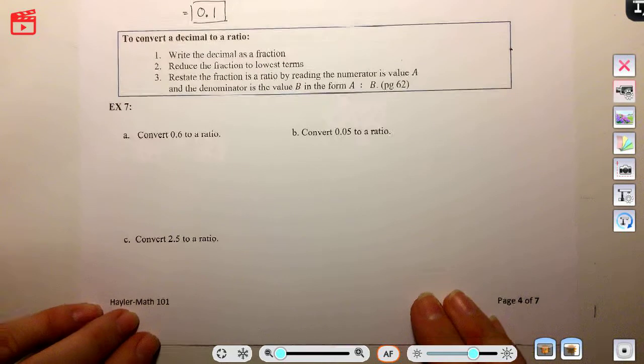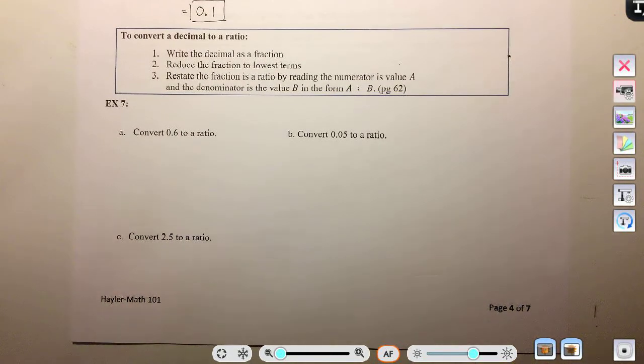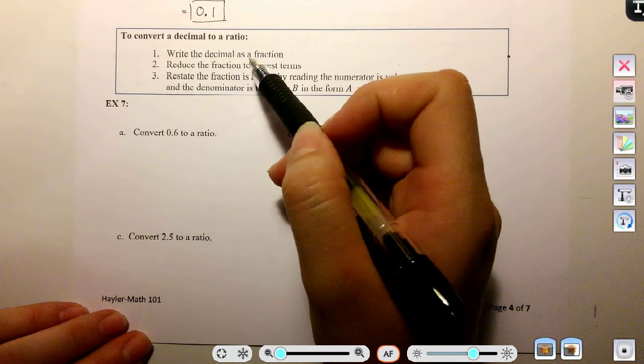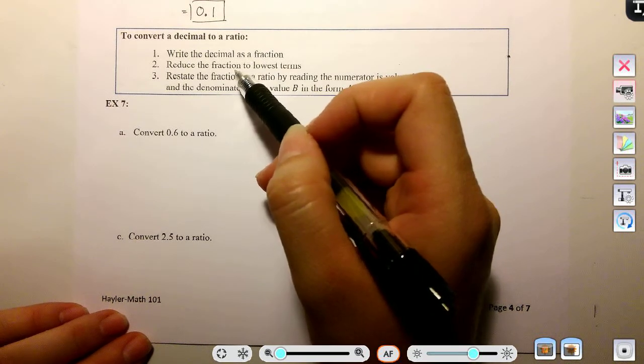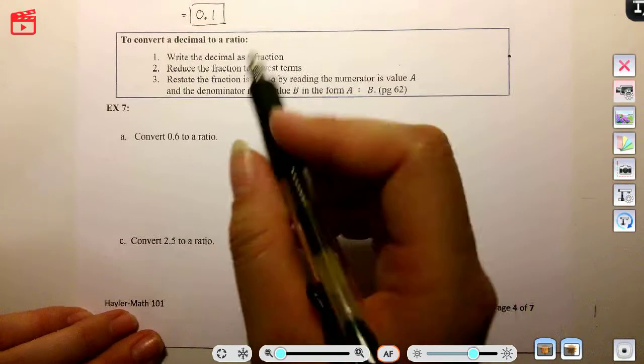Converting a decimal to a ratio. Ooh, we're going the exact opposite. So much flipping and flopping in this one. All right, so converting from a decimal to a ratio. First, you write the decimal as a fraction. Then we reduce the fraction. And finally, restate the fraction as a ratio. All right, let's do that.